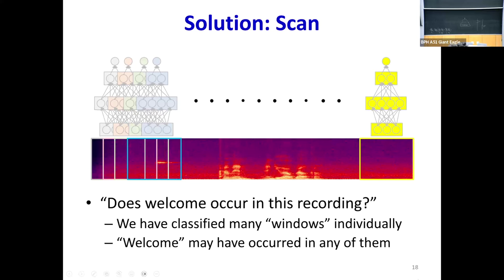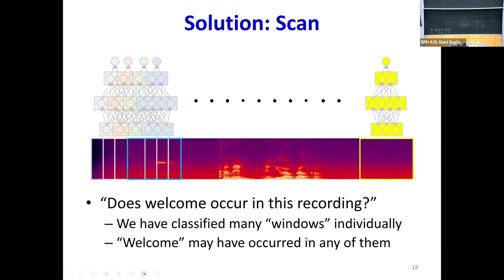But then the question I'm asking is, does the word welcome occur in this recording? What I have got instead is a classification output at each position. How do I convert the latter to the former? How do I convert a classification output at each position to a general answer to, does this entire recording contain the word welcome? Anyone?